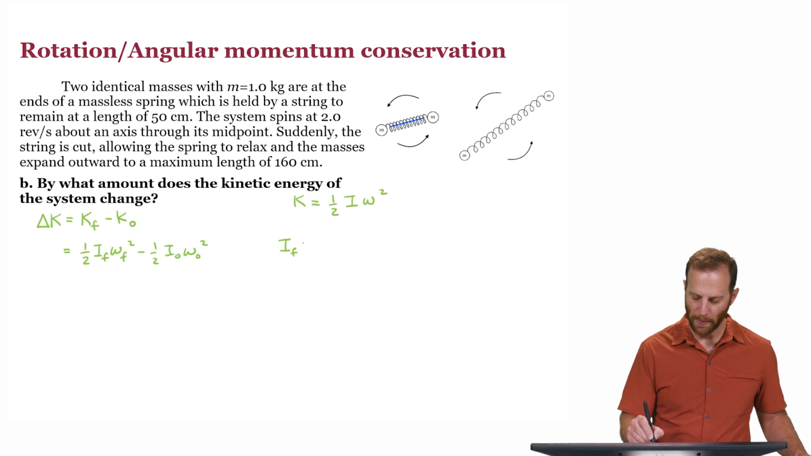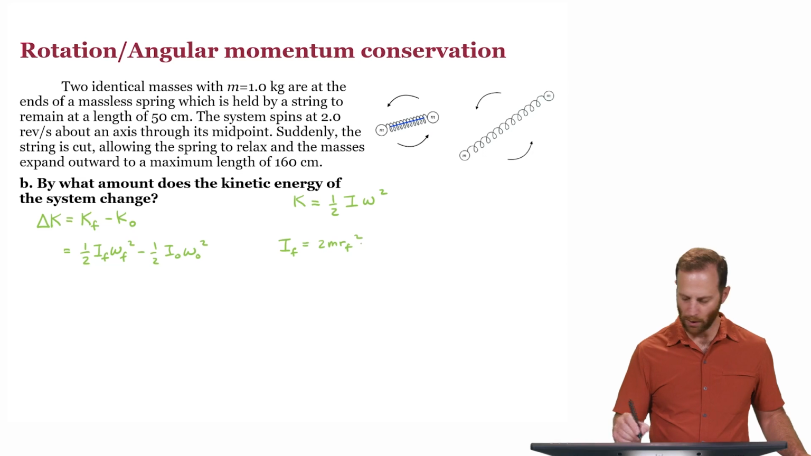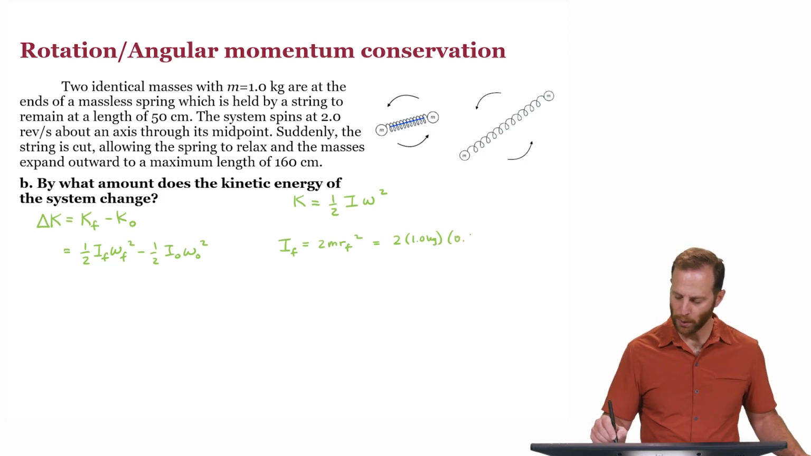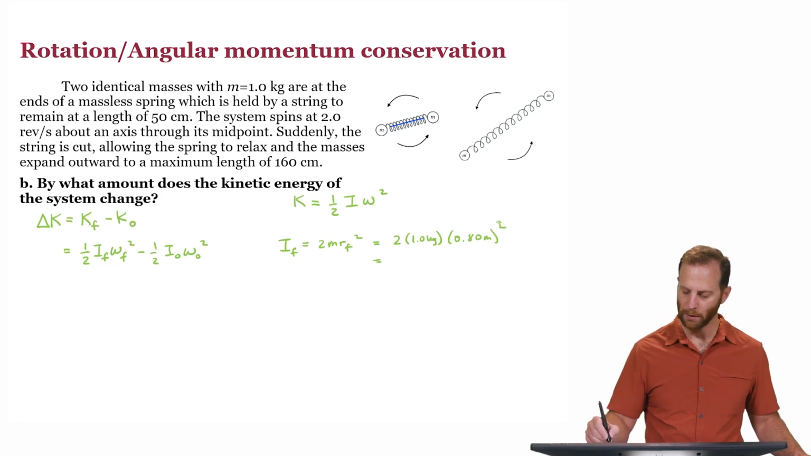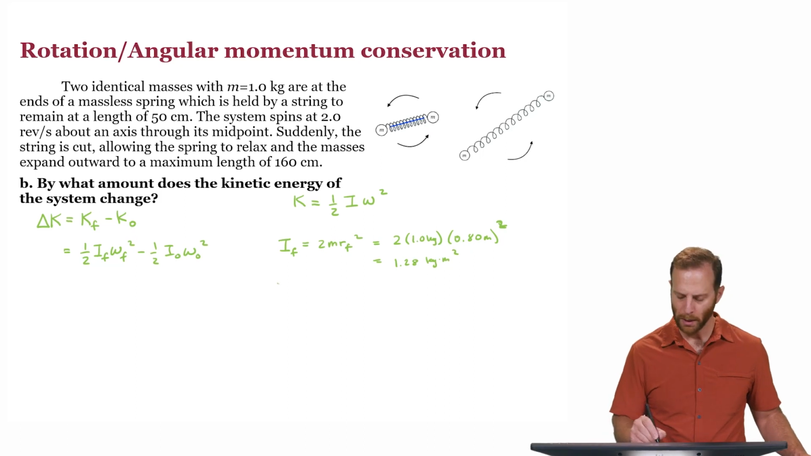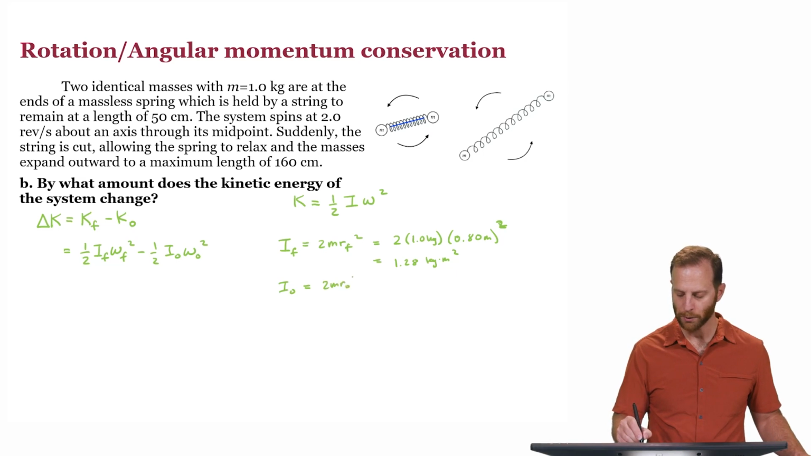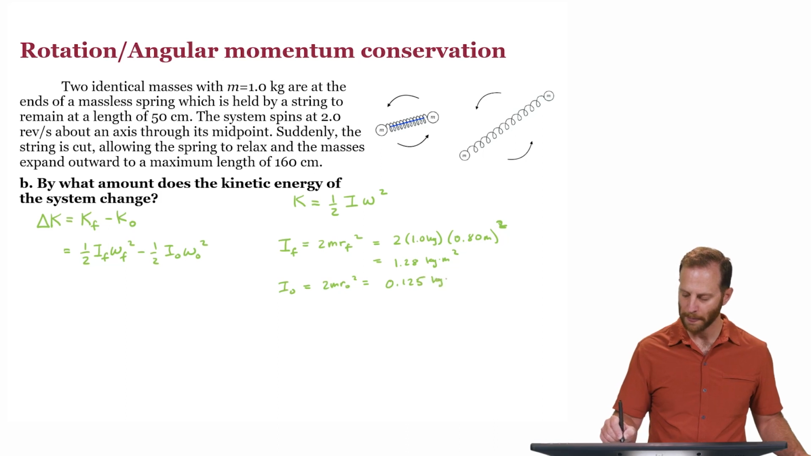The final moment of inertia, 2m r final squared. We've already determined that the final value of r was 0.80 meters. So here we find the final moment of inertia is given by 1.28 kilogram meters squared. A similar formula for the initial moment of inertia, 2m r naught squared. That gives us 0.125 kilogram meters squared.